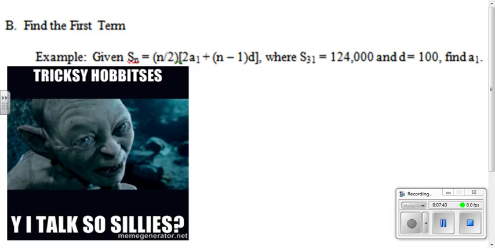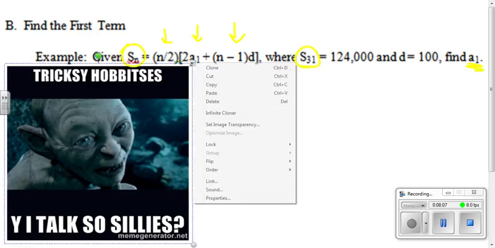Oh, those tricksy hobbitses. Here we are figuring out all of our formulas, but in this case, they didn't give us things to plug into this side. They gave us only some of the things, but they also gave us something to plug into our left side. So we essentially need to work backwards to solve for our a sub 1. That's okay though, we know how to do that.